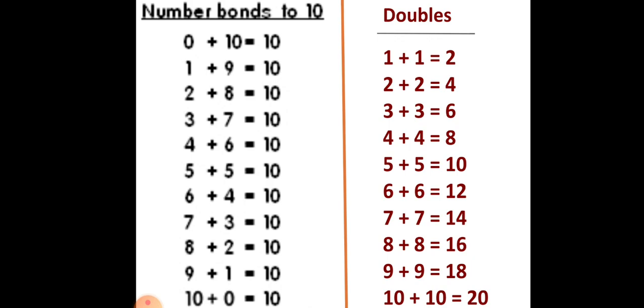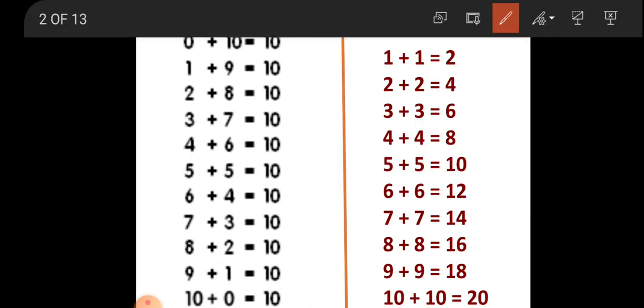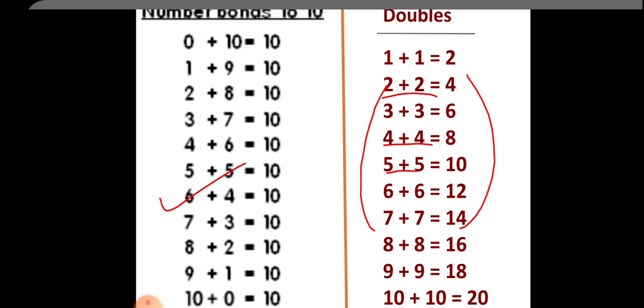I told you now, even if you change the order of the number, the answer remains the same. Okay, similarly doubles. If you double, like 1 plus 1 will give you 2, 2 plus 2 will give you 4, 3 plus 3 will give you 6, 4 plus 4. Likewise, 7 plus 7, 9 plus 9. These are all doubles. As I told you, these are all different combinations of 10 and these are all doubles. If you want, you can learn them also, because your calculation will go very fast.